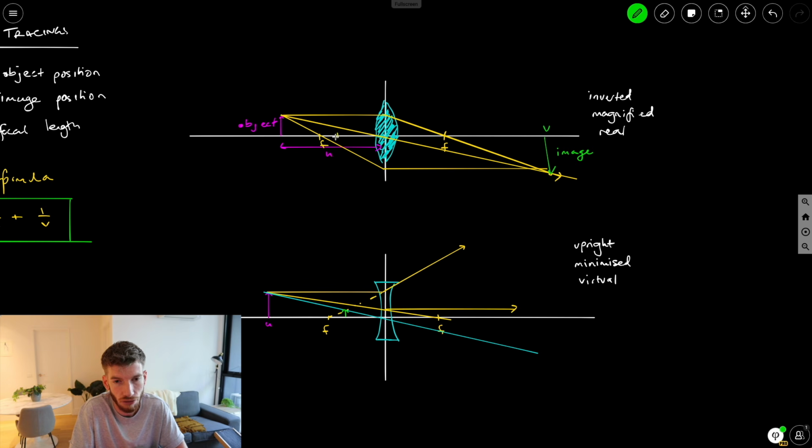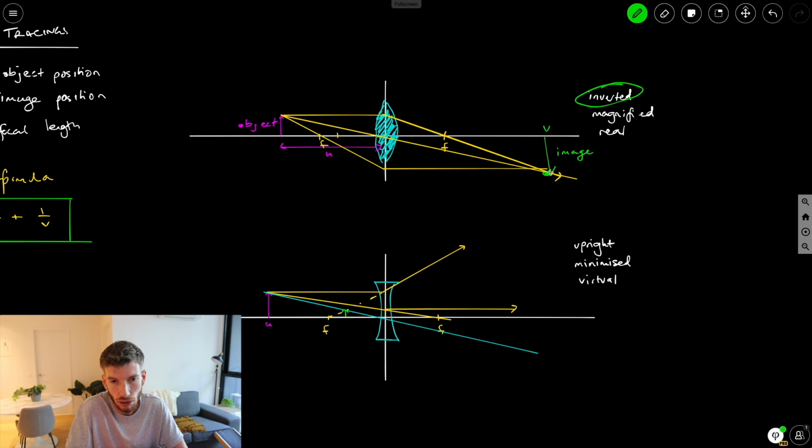And then finally, to confirm the image position, you run another one straight through the focal length on this side of the lens until it hits the axis of the lens, and then bend it straight across. So it's almost like an opposite of the first one. And then they should all meet at one point if it's drawn accurately enough. And then that will be the position of the image, and you can see it's underneath the axis. So what that means is the image is inverted, it's upside down.